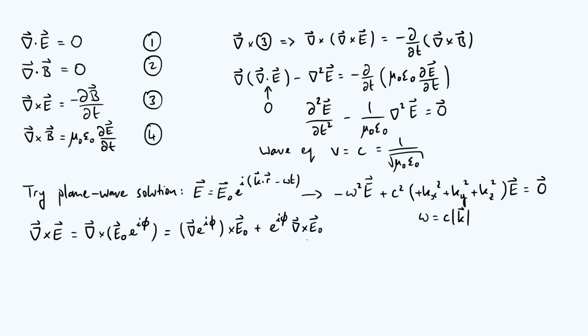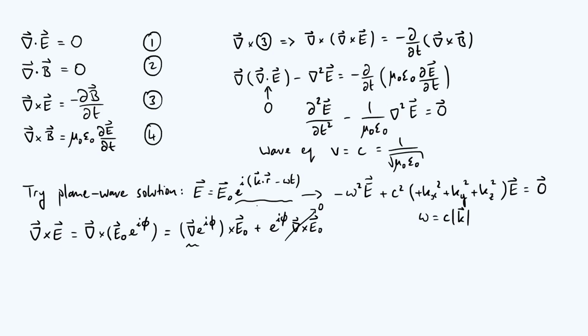Now, something nice happens in this particular case because E naught is a constant and doesn't therefore actually have any spatial derivatives. So the curl is just 0, and we only get this first term here. So the next question is, how does the gradient operator act on e to the I phi, which is this bit here? Well, the gradient operator, remember, is just the vector of 3 spatial derivatives.